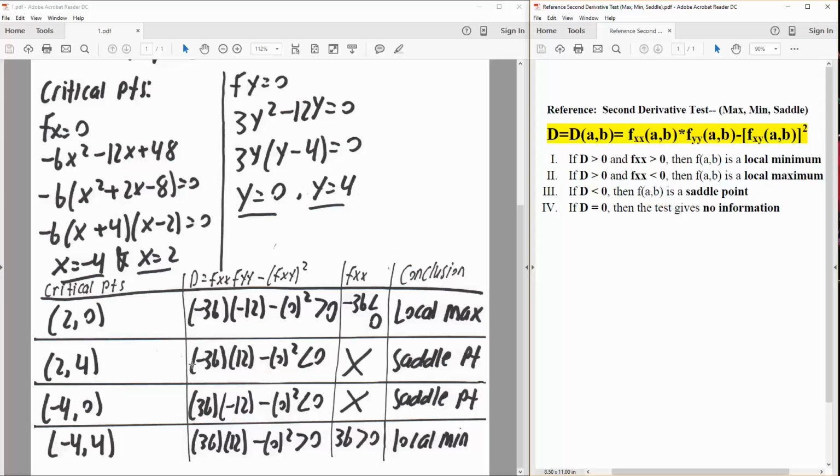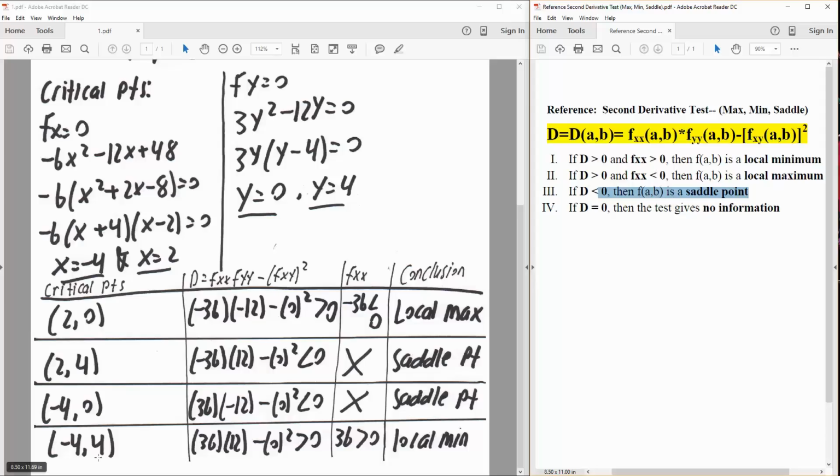And now we do the same thing for the other 3 critical points. So when we plug in (2, 4), we would get negative 36 times 12. So we would get a negative value of D. A negative value of D is less than 0. So automatically this is a saddle point. Likewise, we do (negative 4, 0). And when we do that, we get 36 times negative 12. So once again, a negative value, so it will be a saddle point.